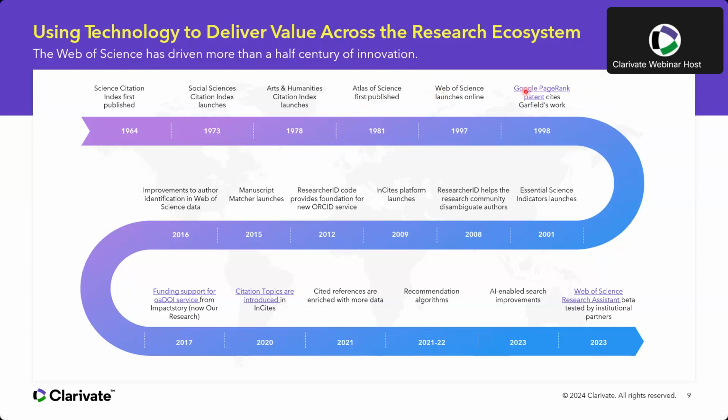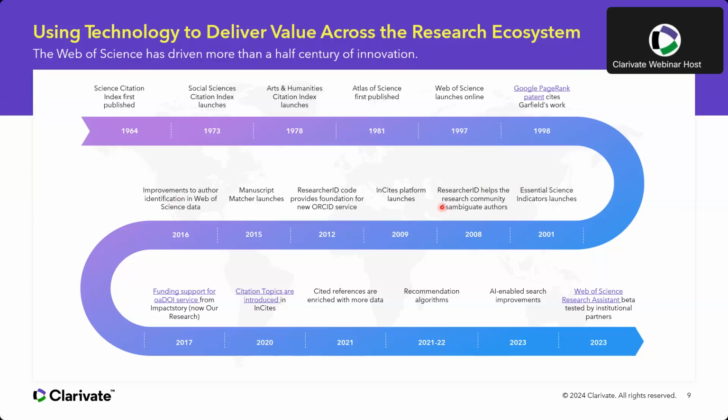Google PageRank, that's where the founders of Google, Brin and Larry Page, cite Garfield's work and produced Google, a search engine that is using basically the same process of indexing content, but across websites instead of scientific publications. Essential Science Indicators is launched in 2001 and so on.